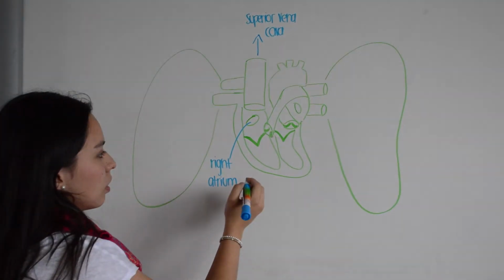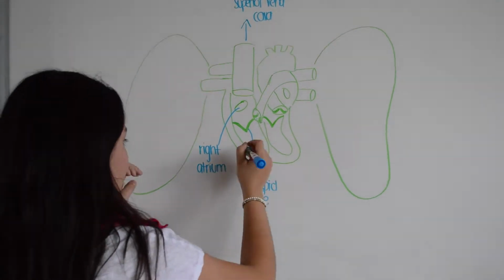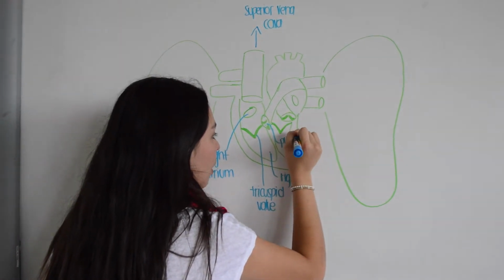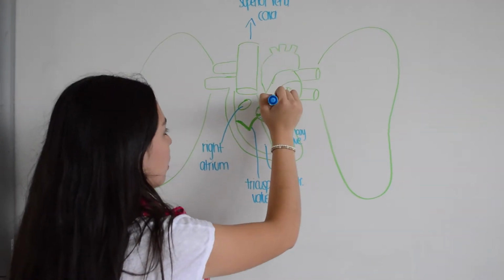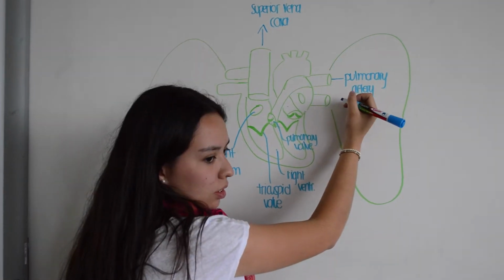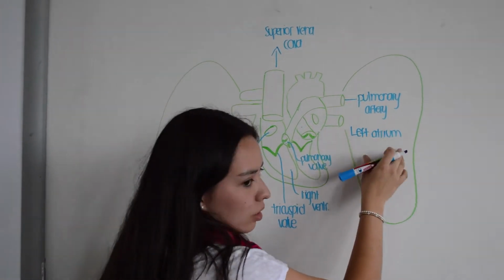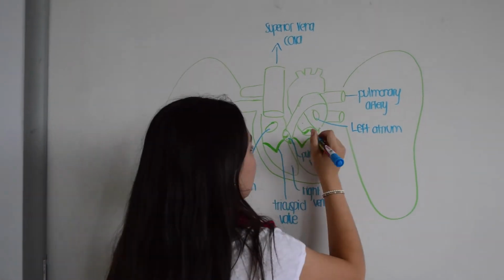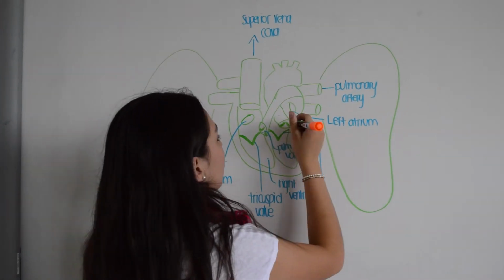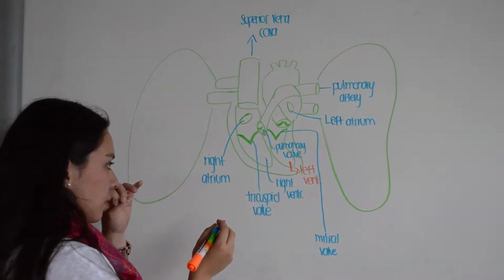The parts of the heart are the superior vena cava, the right atrium, the tricuspid valve, the right ventricle, the pulmonary valve, and the pulmonary artery, the mitral valve, and the left atrium, the left ventricle, the aortic valve, and the aorta.